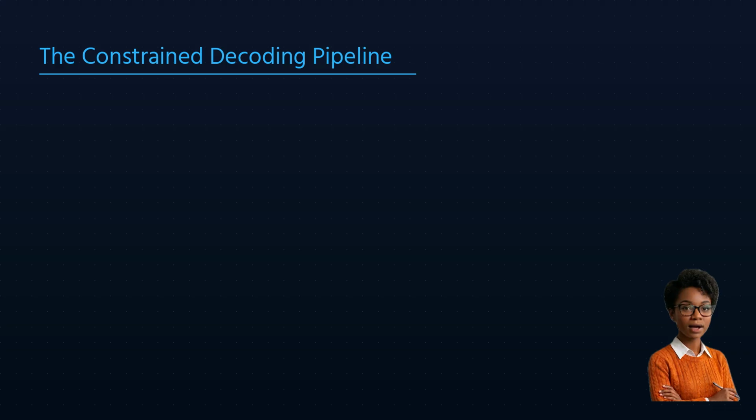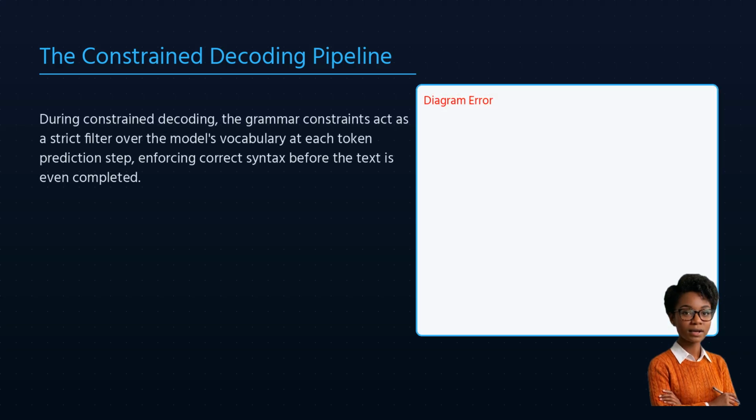Let's visualize the architecture of this constrained decoding pipeline. When a user requests structured JSON, the vocabulary logits are dynamically modified at every single generation step. If the grammar expects a colon, all tokens other than a colon are temporarily assigned a probability of 0. This ensures the output is syntactically perfect.